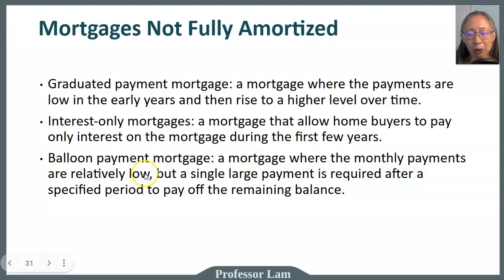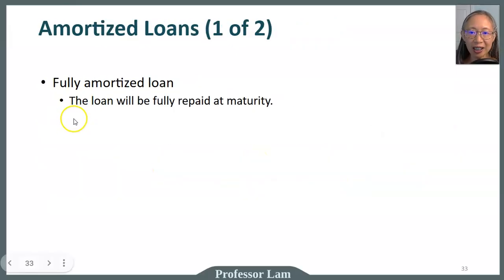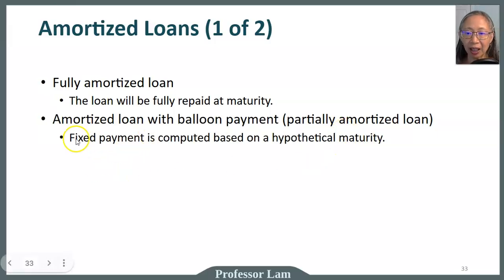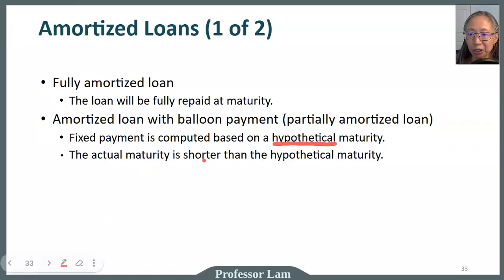Let's take a look at how balloon mortgages work. We saw that with a fully amortized loan, the loan will be fully paid off at maturity. If you have a balloon payment, that means the loan is only partially amortized. The way a balloon mortgage works is the payment amount is computed based on a hypothetical maturity. So the key word here is hypothetical. This is not the true maturity. The true maturity is shorter than the hypothetical.